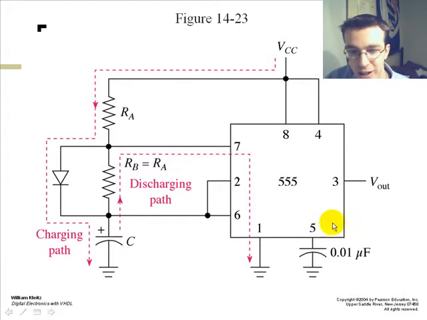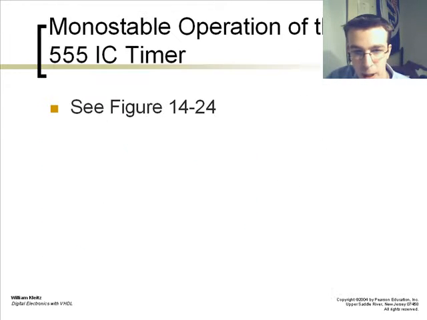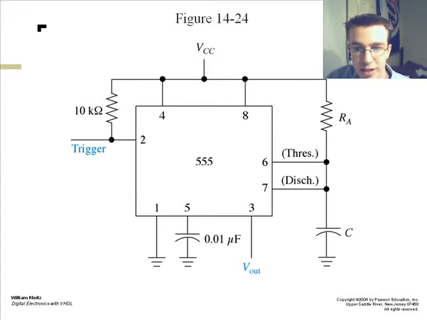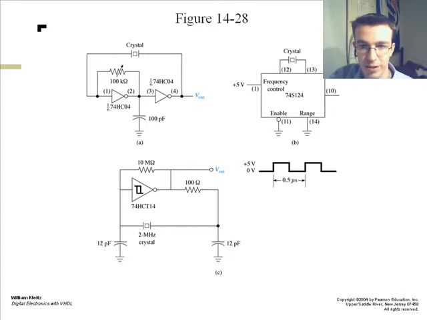It goes right into the 555 timer. It uses a 0.01 microfarad capacitor with your discharging path, with your diode acting as a short with RB. And this is your monostable operation of your 555 timer. We can also use crystal oscillators, which use a quartz crystal to determine the timing as well. These are much faster and are more commonly used nowadays in timing circuits.